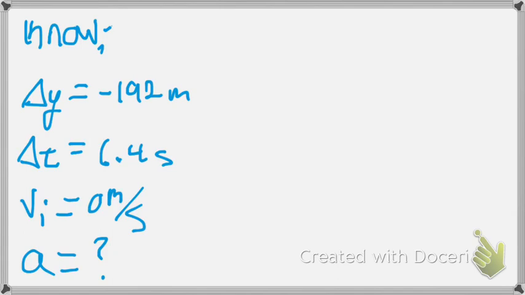Then we are going to pick an equation from our list of equations that would allow us to solve for acceleration having only a change in distance, a change in time, and an initial velocity. Can you identify an equation that would work for us? I think I need to write these out better.